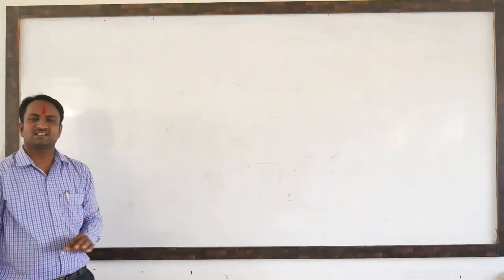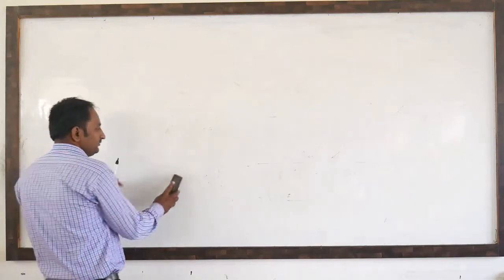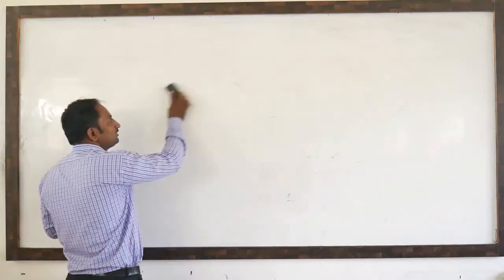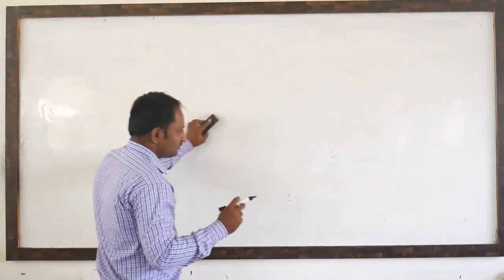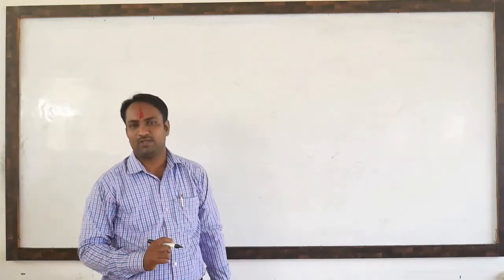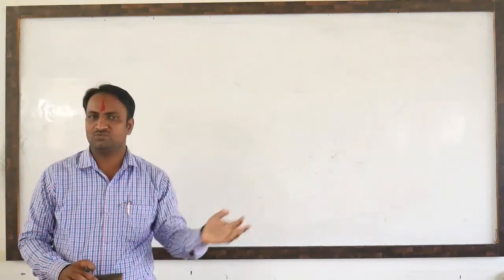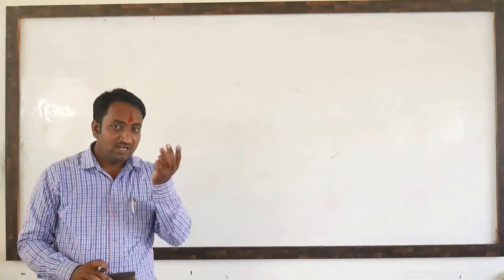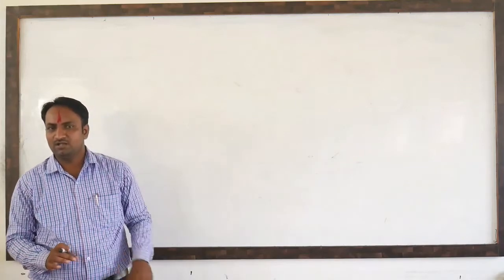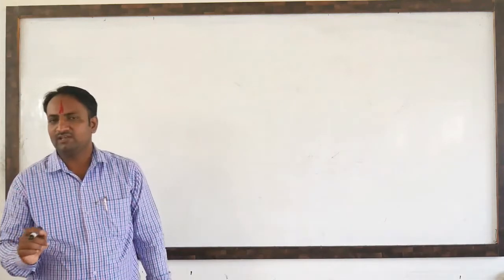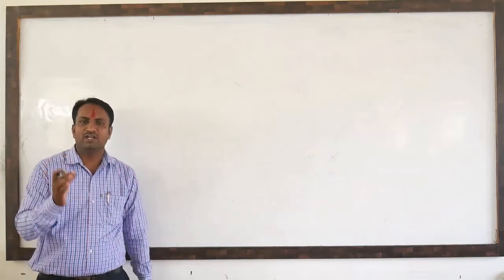In previous classes we discussed all varieties of problems belonging to parabola. Here, we again discuss some important concepts belonging to different types of parabola. That is, y square is equal to 4ax, where the parabola is situated on the positive x-axis; y square is equal to minus 4ax, where the parabola is situated on the negative x-axis; x square is equal to 4ay, where the parabola is situated on the positive y-axis; and x square is equal to minus 4ay, where the parabola is situated on the negative y-axis.